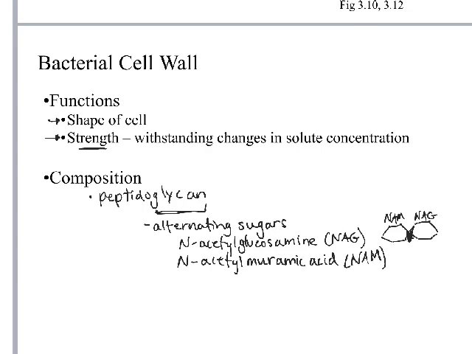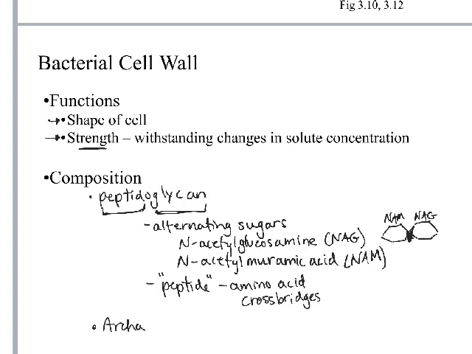Okay. The other portion here, peptido, that should make you think peptide. So that peptide, that means there are some amino acid cross bridges, short segments of amino acids. Okay, and just remember that archaea and eukaryotes, if they have cell walls, they never have peptidoglycan in them. Okay, so peptidoglycan, PG.